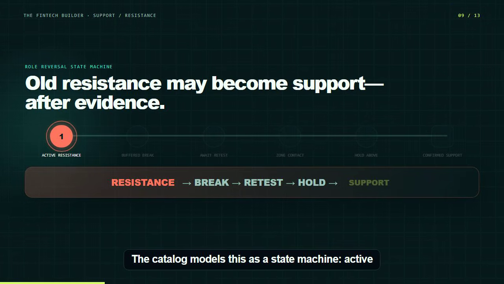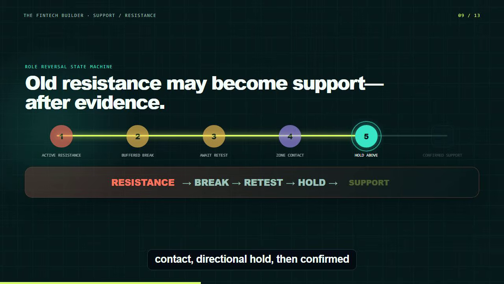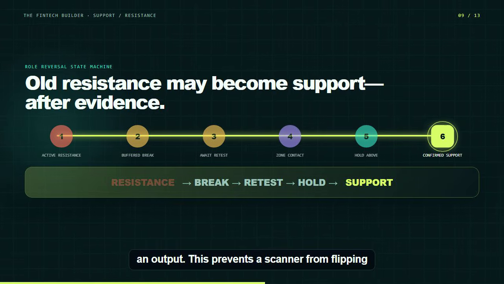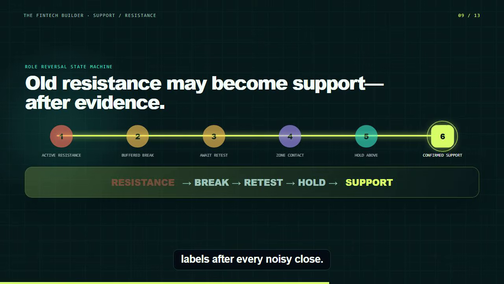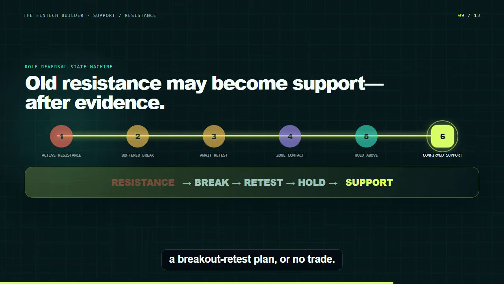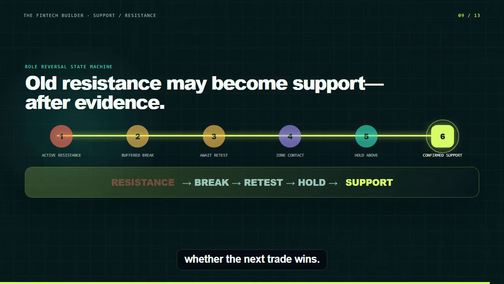The catalog models this as a state machine: active roll, buffered break, awaiting retest, zone contact, directional hold, then confirmed opposite roll. Failure or expiry is also an output. This prevents a scanner from flipping labels after every noisy close. Traders use the state to choose between a bounce plan, a breakout retest plan, or no trade. The state organizes evidence. It does not predict whether the next trade wins.